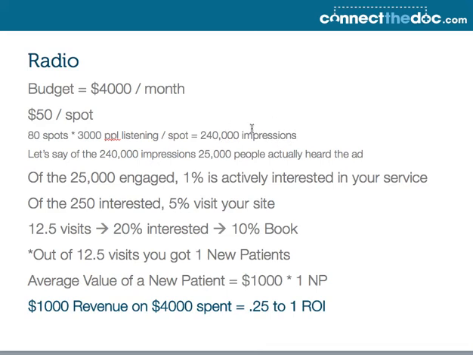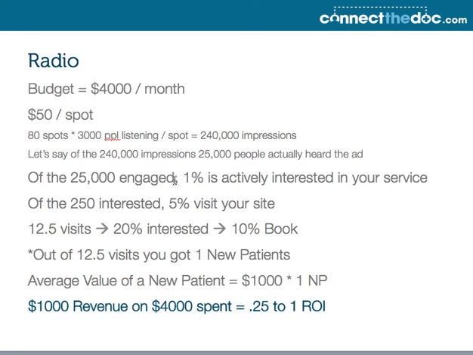Just because someone hears something doesn't mean they're listening. A lot of radio listeners are very passive, so they don't actually realize that it's a commercial. They're only kind of tuned in, or it's kind of in the background. So let's say of those 240,000 impressions, only 25,000 people actually heard the ad. This is, again, something that's really challenging to measure. The way they measure radio, in my opinion, isn't all that effective. So you're working off a lot of assumptions, etc. But let's just make the assumption that only 25,000 people actually heard the ad.